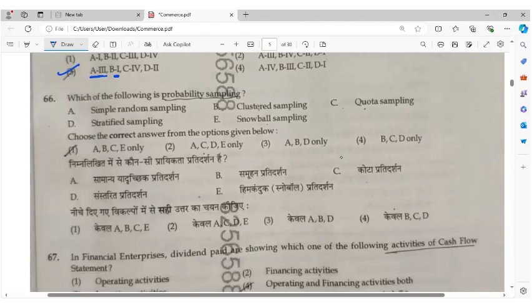Now the next question: which of the following is probability sampling? In probability sampling, the samples are very accurate, there is no bias in the sample, and they are randomly selected. So you have to use the elimination method here. Quota sampling has a bias because we have set the quotas, and snowball sampling also has bias. There is no randomness when we collect the sample. So we eliminate these two very easily. So option D is correct over here.